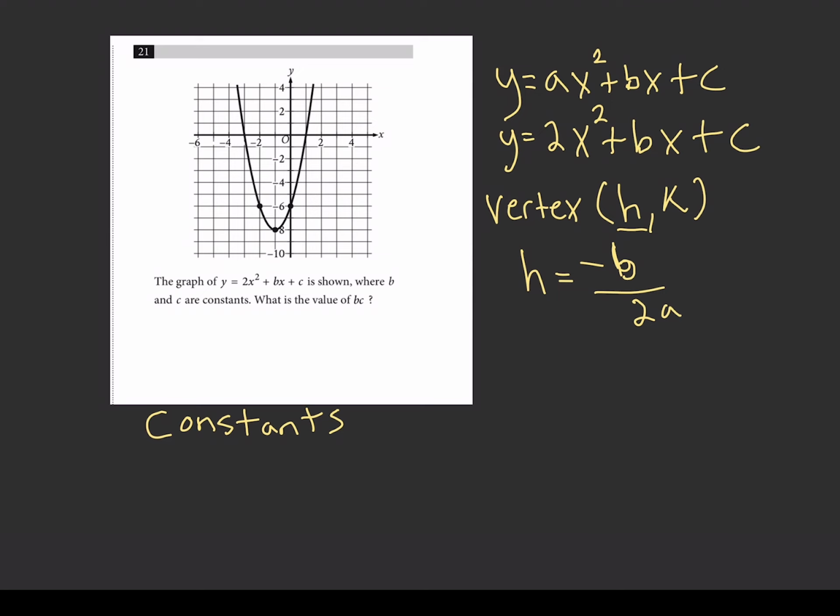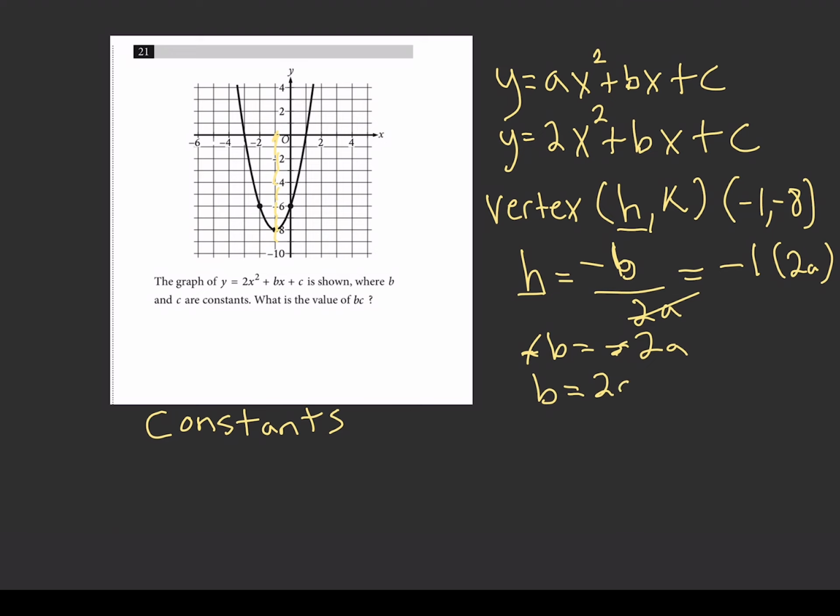Well, in this one, we see that the x-coordinate is lining up. It looks like it's a negative 1. So we have a vertex with x-coordinate negative 1, and actually we can see down there the y-coordinate is negative 8. But our h, or the x-coordinate of the vertex, is the negative 1. So if negative b over 2a equals negative 1, and I multiply by 2a, you get negative b equals negative 2a. Dividing both sides by negative, the negatives go away. So you basically have b equals 2a.